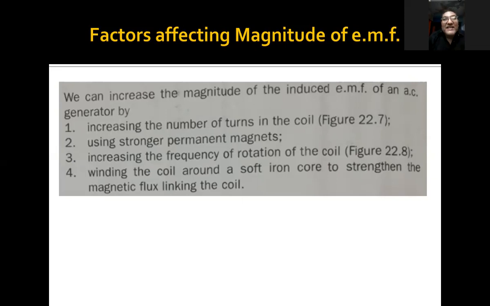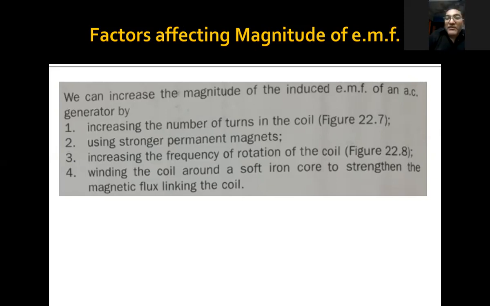If you increase the number of turns of the coil, the current will be more, the current induced in the generator will be more, and the voltage induced will be also more. The EMF induced will be also more. The second thing you can do is use stronger magnets. The permanent magnets, North Pole, South Pole, which we have used, use stronger magnets. If you use stronger magnets, the amount of current induced will be larger, and the EMF or the voltage induced will be also larger. The third thing you can do is increase the frequency of the rotation of the coil.